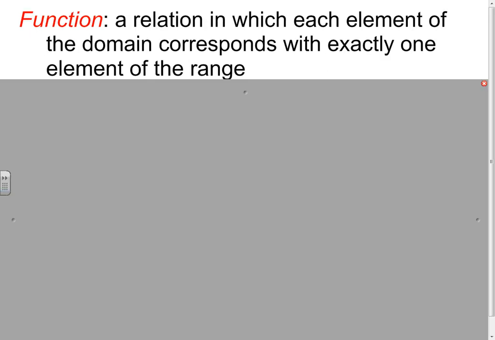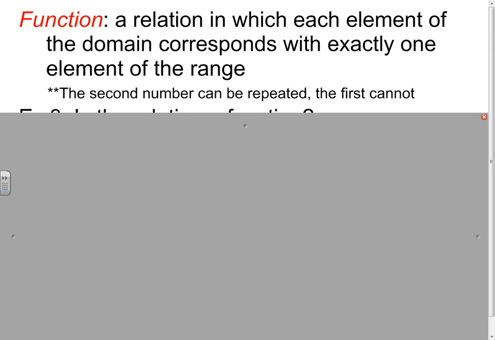A function. A function is a relation in which each element of the domain corresponds with exactly one element of the range. So what that really means is that the second number is the only number that can be repeated, the first cannot. If the first number, the input, repeats, it has to go to the same second number, or the same output.